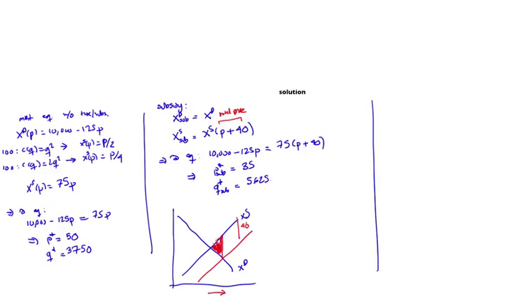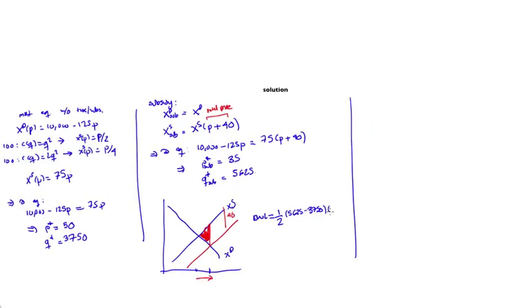Okay? Now, what is the area of that triangle? It is 1/2 times this distance, which is the distance between the amount in the market equilibrium and this other amount, so 5625 minus 3750, times this height. But that height is exactly the size of the subsidy, so this times 40. And this is basically equal to 1875 times 20.